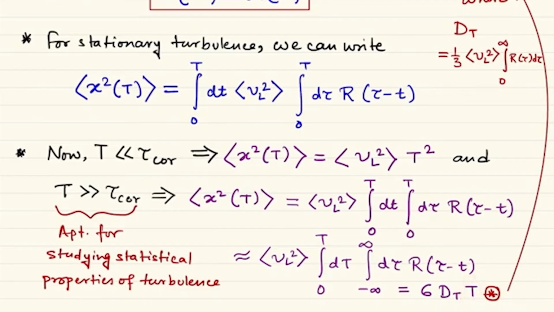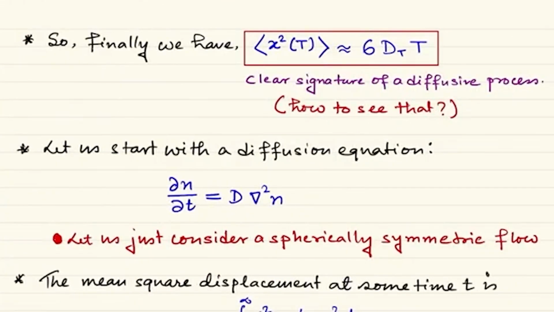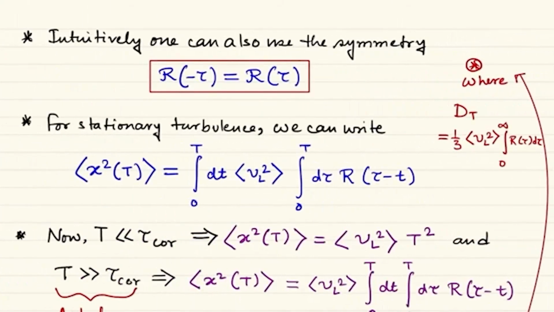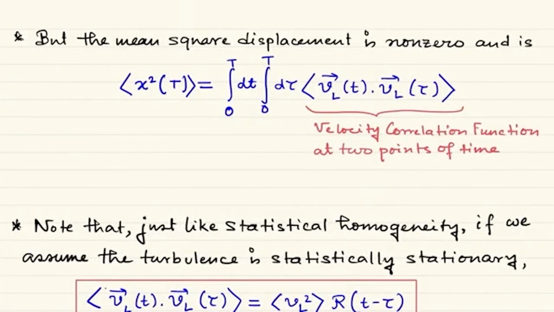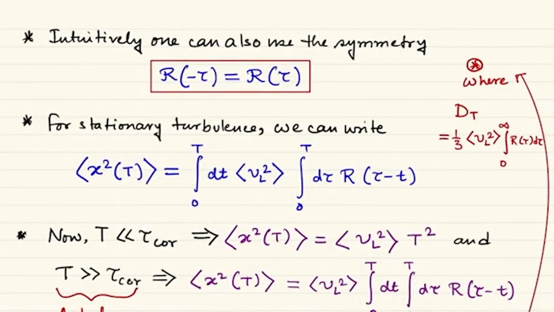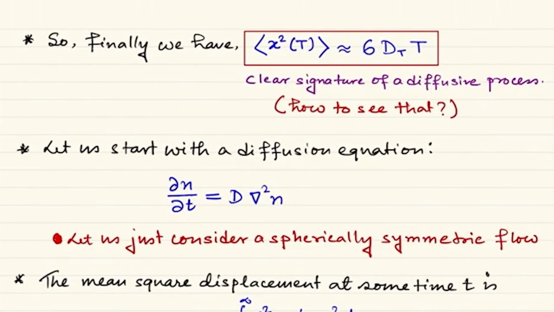And that's exactly something which is very interesting, because this has a striking similarity with diffusion. You see that in the whole process we have not talked anything of diffusion. We simply started with the 2-point correlation and stationary turbulence, and we have arrived at some relation of the mean square displacement where we see some similarity with diffusion.